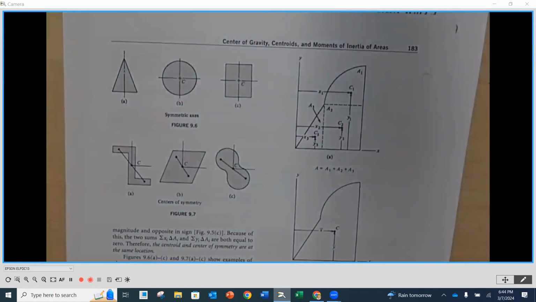Okay. So if you recognize an axis of symmetry, it becomes kind of a shortcut for us because we know somewhere along that line is where our centroid is going to be. And if we find another one and they intersect, then that is where the location is going to be for our centroid. Okay.